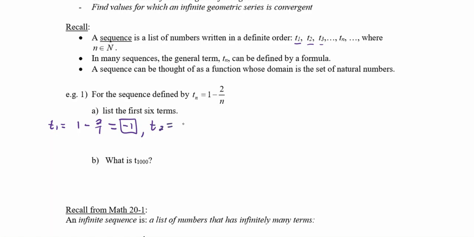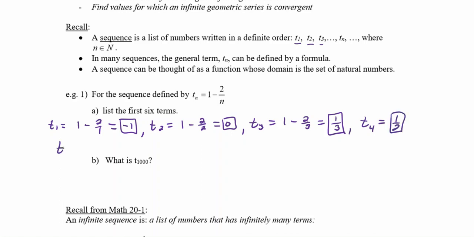T2 would be 1 minus 2 over 2, which is equal to 0. T3 is equal to 1 minus 2 over 3, which is equal to a third. T4 is a half. T5 would be 3/5. And T6 is equal to 2/3.